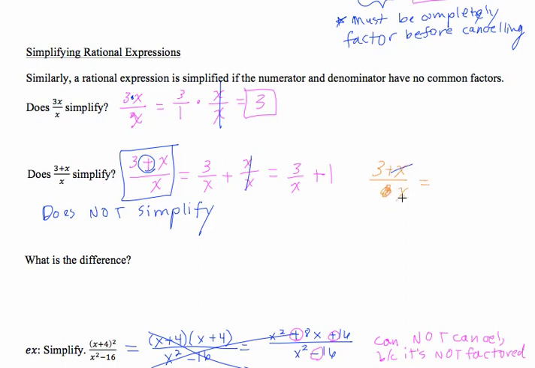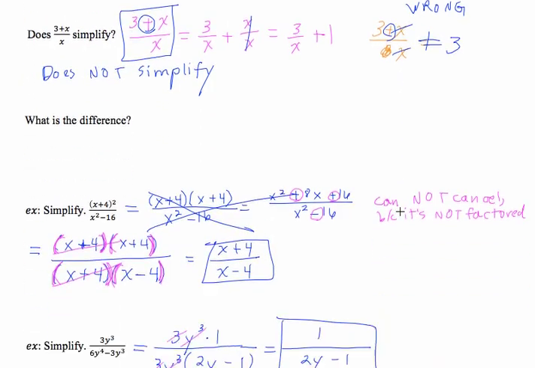People canceling those x's. Those don't cancel. It's not factored. Okay, that does not equal 3. All right, that is wrong right there, what I just wrote. 3 plus x divided by x is not factored, so you cannot cancel x's. Okay, if it's not fully factored, don't cancel.